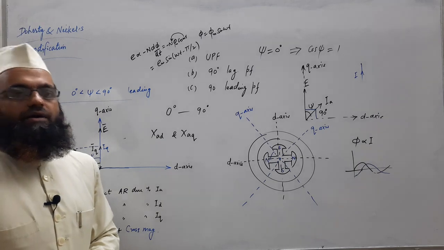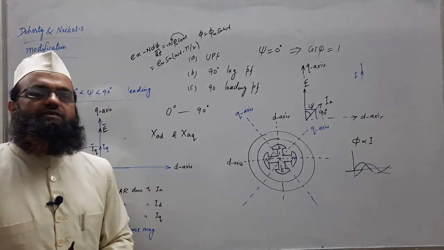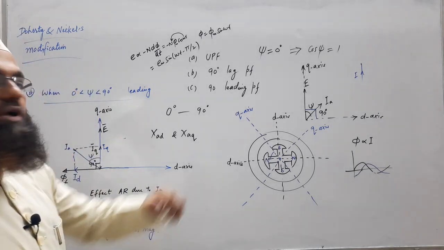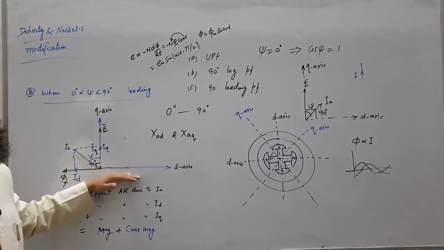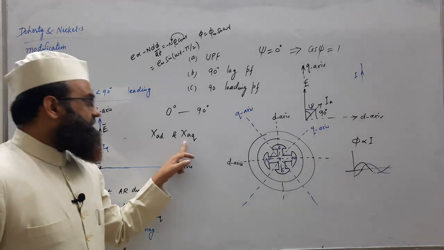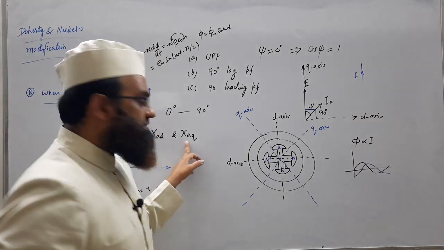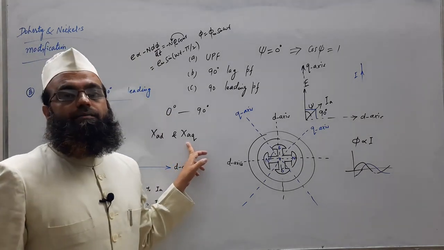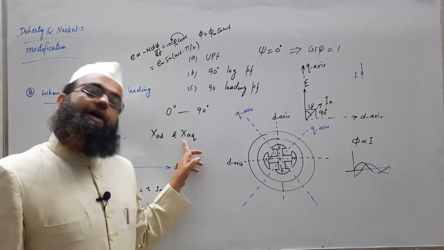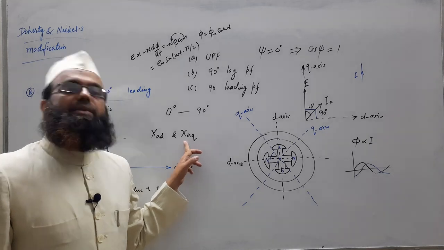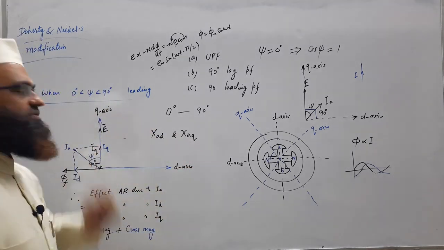XAD is a hypothetical reactance corresponding to the effect of armature reaction along the D axis, and XAQ is a hypothetical reactance corresponding to the effect of armature reaction along the Q axis.